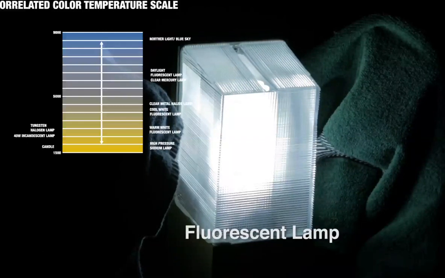Because the higher the temperature, the cooler the light. The lower the temperature, the warmer the light. Low temperature, more yellow and red. High temperature, more white and blue. So this has generally a pretty broad range of temperatures, but typically a higher color temperature relative to the incandescent lamp that we saw a minute ago.